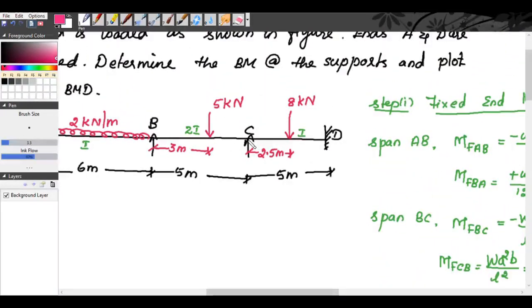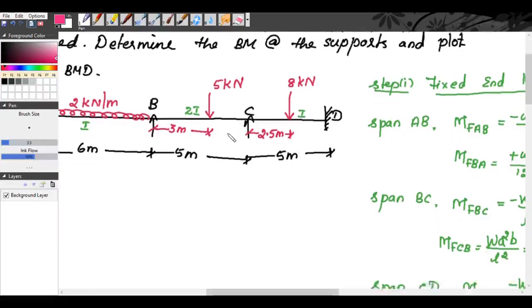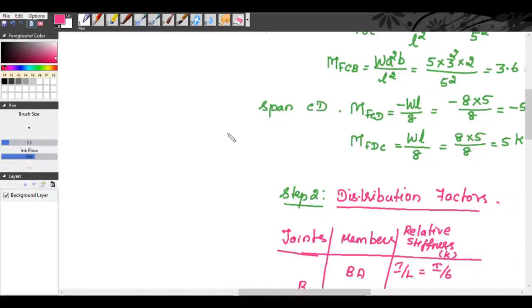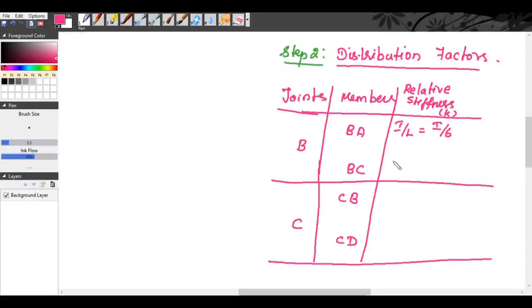Now for the span BC, since it is an intermediate support, this also should be considered as a fixed support. So for the span BC also, the relative stiffness is I by L. Here for the span BC, I is given as 2I, and L is 5. Similarly for CB, it is I by L, so I is 2I divided by 5. For CD also it is I by L, so here I is I and L is 5.